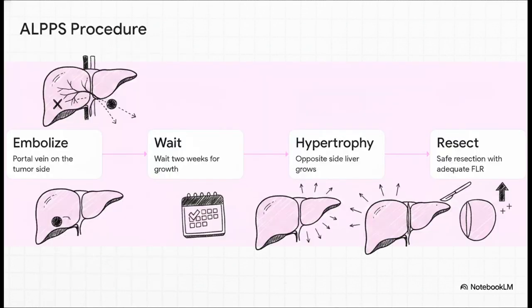But what happens if they don't meet those Milan criteria and their FLR is simply too low for a resection? This is where it gets incredibly cool. Surgeons use this brilliant biological hack called the ALPPS procedure, or the Nimmer technique. Basically, they intentionally embolize the portal vein that supplies the side of the liver with the tumor. By cutting off 80% of the blood flow to that diseased lobe, it literally forces the healthy opposite side of the liver to undergo compensatory hypertrophy. You wait just 2 weeks, and that healthy side grows enough to give you an adequate FLR, and then you can safely resect. Incredible, right?